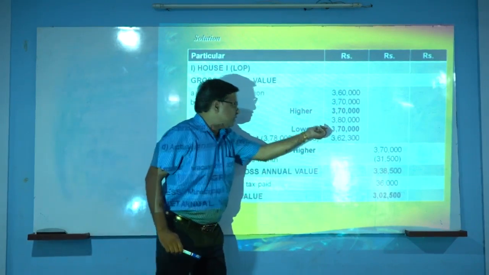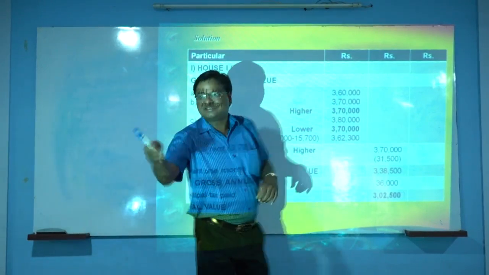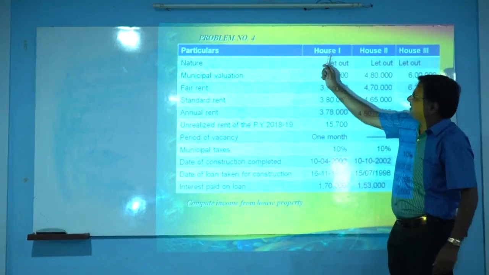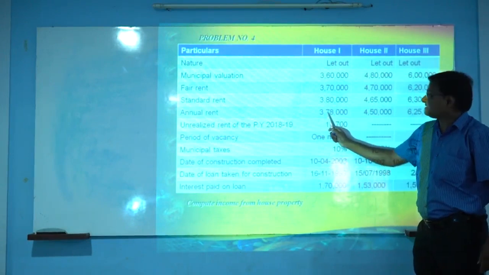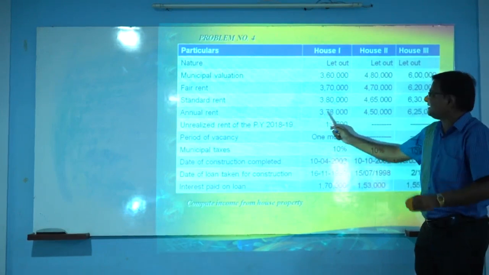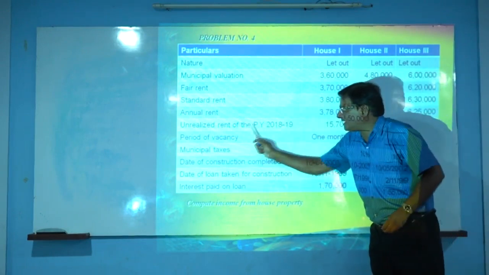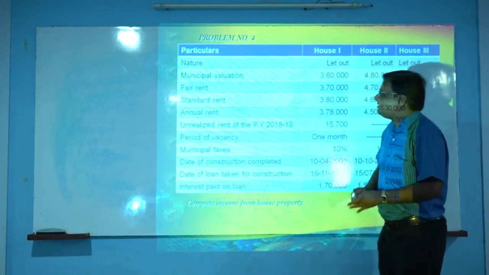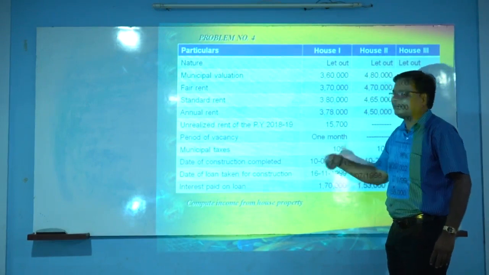Then this lower value and the actual annual rent. For the actual annual rent, see the earlier slide. The actual annual rent of the first house is given as rupees 3,78,000. This is the rent of 12 months. But in this problem, unrealized rent of the previous year is given. If any unrealized rent is there, then that rent will be deducted from the actual annual rent. Next slide.